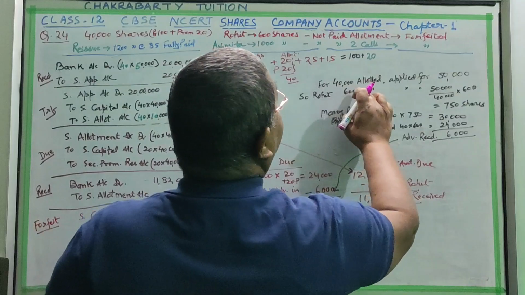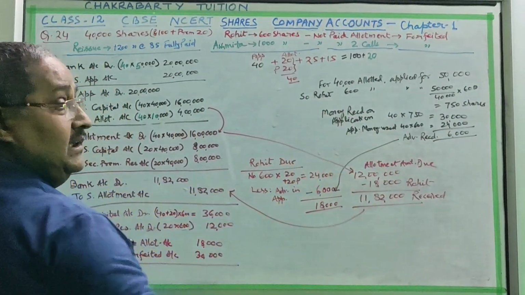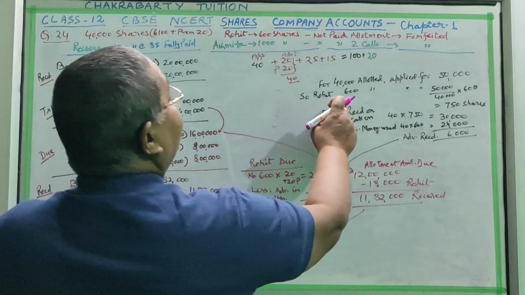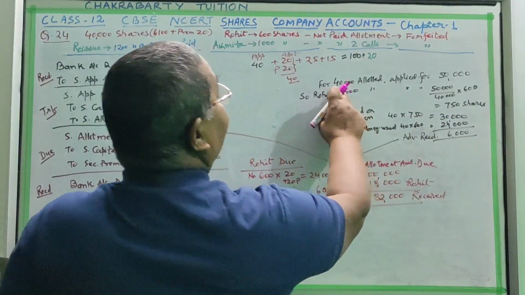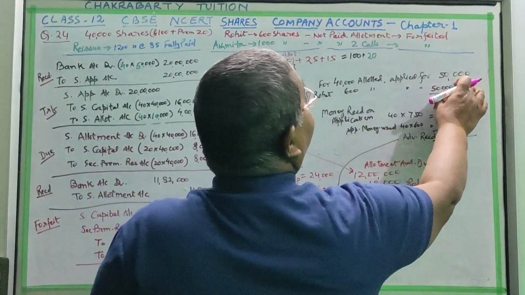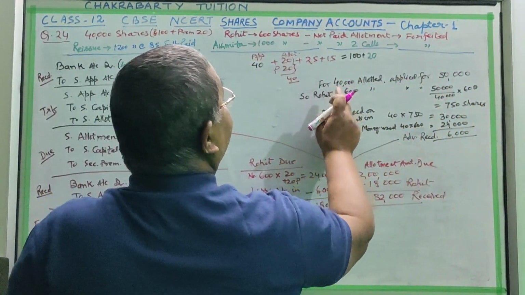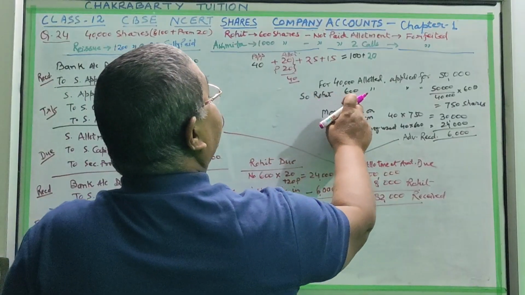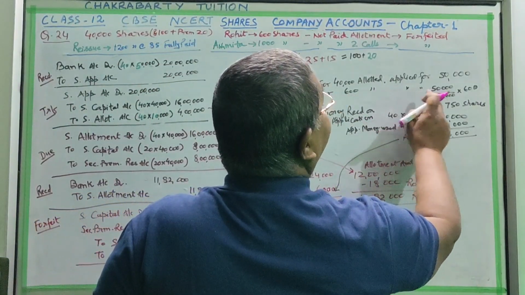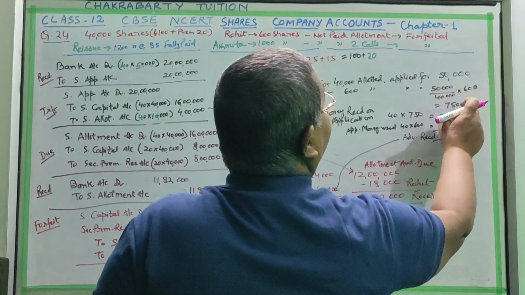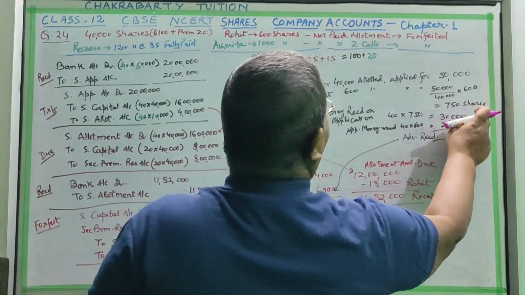So for 40,000, Rohit has applied. Suppose 50,000 applications were received and 40,000 allotted. So in Rohit's case, we will find out he has got 600 shares. It means he has applied for 50 upon 4,000, which means 750. Rohit has applied for 750 shares.